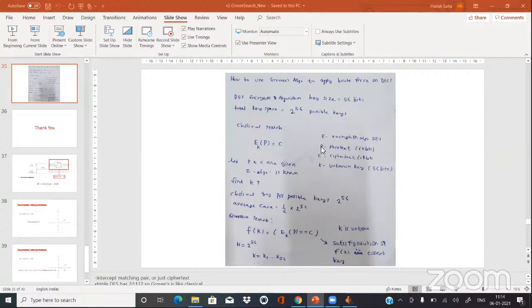Let's suppose you have some message P in plain text, and I apply some encryption. I will convert it into some ciphertext, and if you send that ciphertext, only the person who has this key K can decrypt it to plain text. For others, it will be gibberish, meaning some random 64-bit thing. Others cannot understand. Only the desired recipient who has this key K can decrypt this and get the original plain text message.